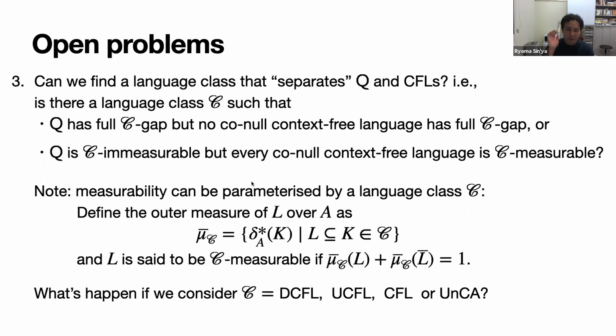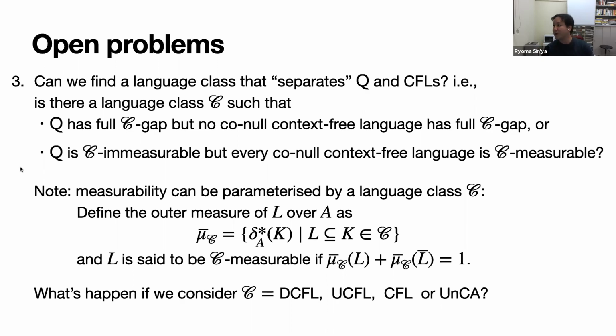But because the structure of context-free languages is very complex, there is no good theory about the generating function of context-free languages. So I think it is better to consider DCFL or unambiguous CFLs as a first step. And I am also interested in the unCA measurability. Here, unCA stands for unambiguous constraint automata languages.